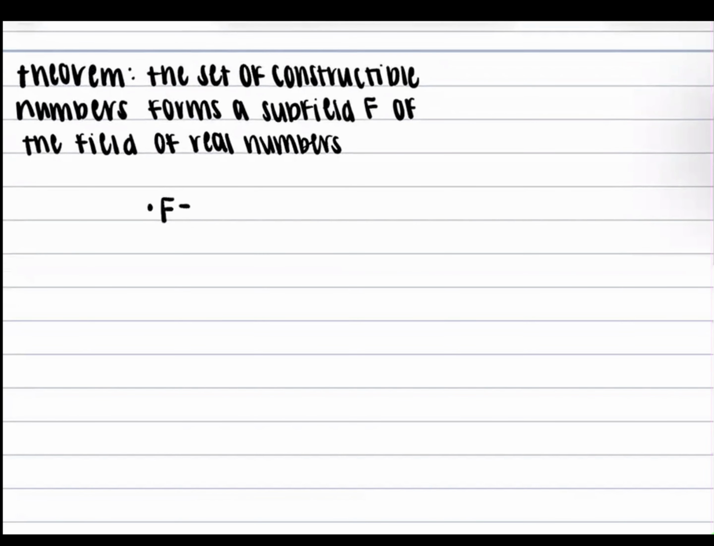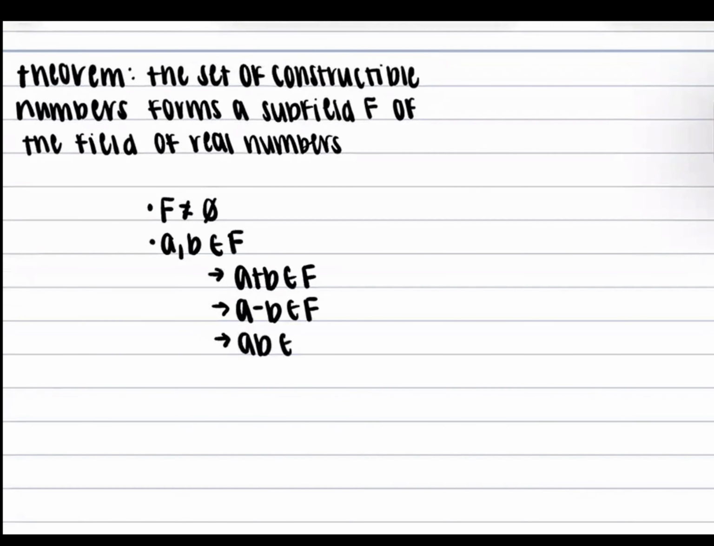So in order to do so, we first need to show that F is non-empty. We also need to show that if A and B are elements of the constructible numbers, then A plus B is an element in F, A minus B is an element in F, A times B is an element in F, and A divided by B is an element in F. We've already shown that F is non-empty earlier in the video.